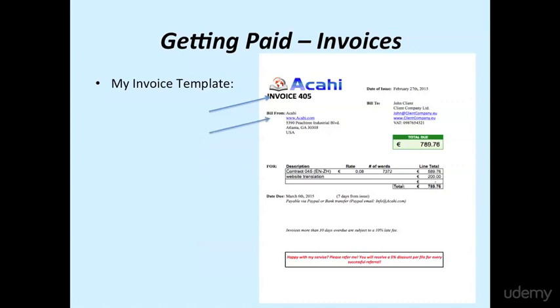Now, the information next to bill from never changes since it's mine. And so this will show up the same on every single invoice I send out. The information next to bill to will remain the same for each client. So if this is a repeat client, say, I can just copy and paste that from an invoice from the past. Next, as you can see in the for part, here I copy the information from the Google spreadsheet I mentioned at the beginning of this lesson.